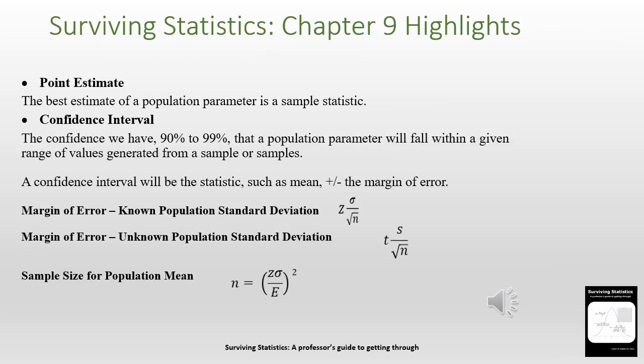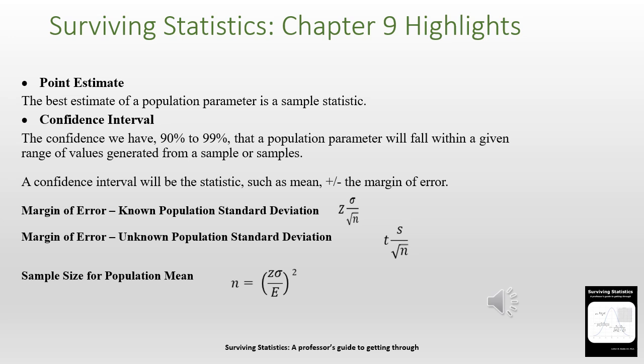All right, let's just review some of the concepts we talked about in Chapter 9. We talked about a point estimate, and a point estimate is the best estimate that we have of a population proportion based on a sample statistic. We talked about a confidence interval, and the confidence interval is a range of values of which we can be a certain percentage confident that the parameter, whether the population mean or standard deviation or proportion, whatever we're wanting to measure, will fall within. A confidence interval, remember, will be plus or minus the margin of error.